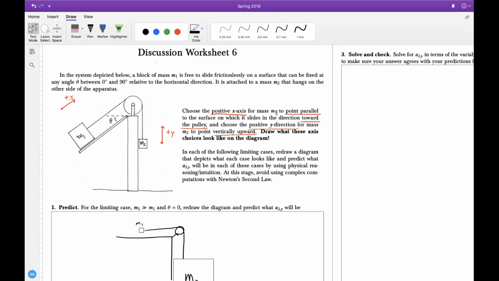So for M1, it says M1 over here. For M1, draw the axes parallel, and then for M2, draw them vertical. So upwards, and going up is y, and going to the right in this case, if you kind of tilt your head, is positive. It's pretty conventional, pretty normal stuff, so that part shouldn't be too bad.